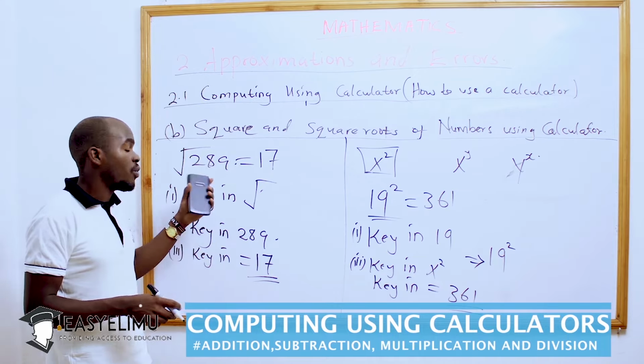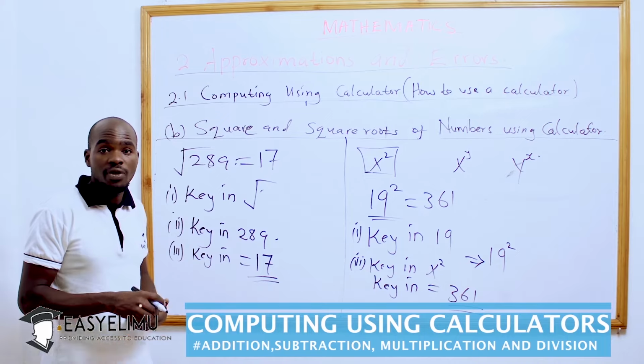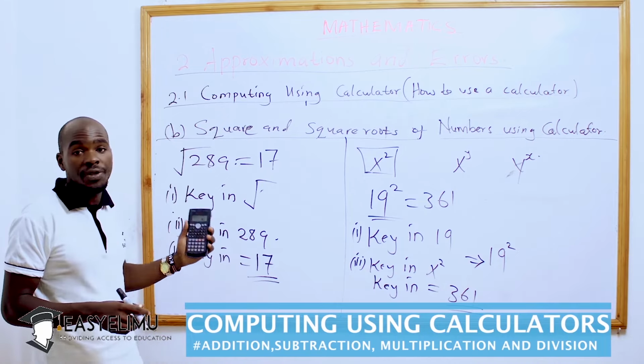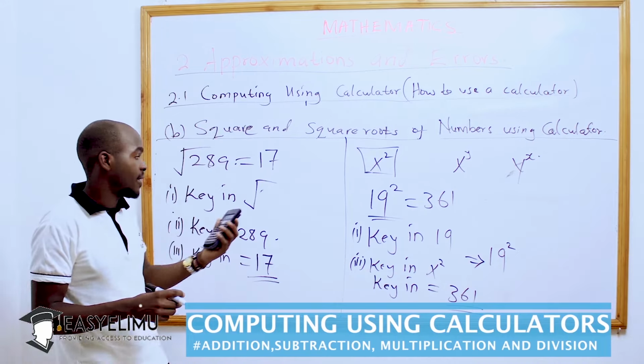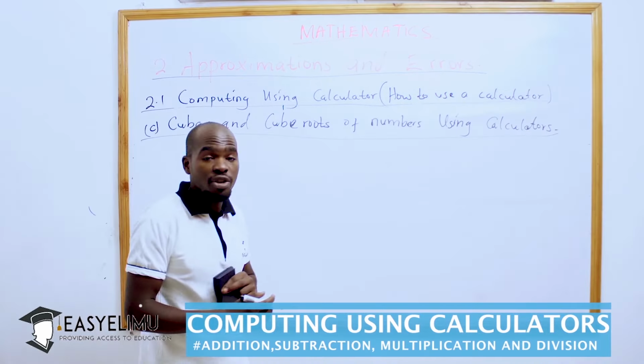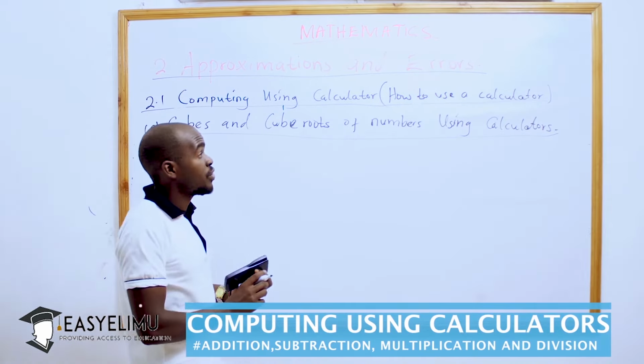Then from there, we press the number to find that square root, and then from there, we press the equal sign, and you shall find the answer as we have seen. Cubes and cube roots of numbers using calculators.